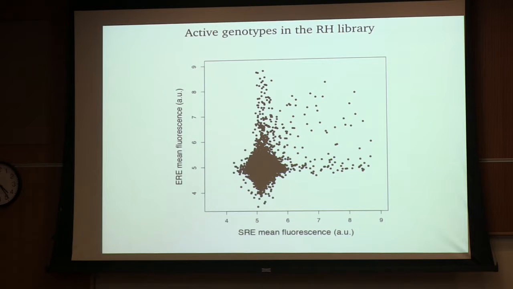Okay, so here's what he finds. This shows you the active genotypes in the recognition helix library in the ancestral SR1 background. On this axis, you have activation on SRE. On this axis, you have ERE, and each dot is a protein variant.